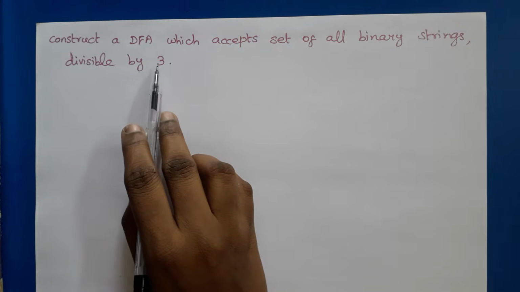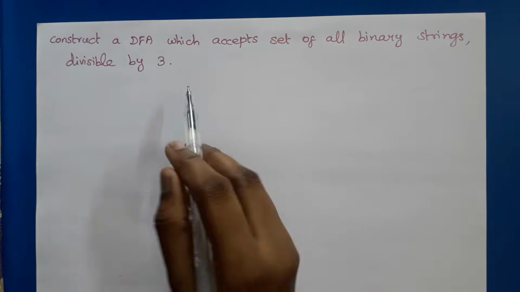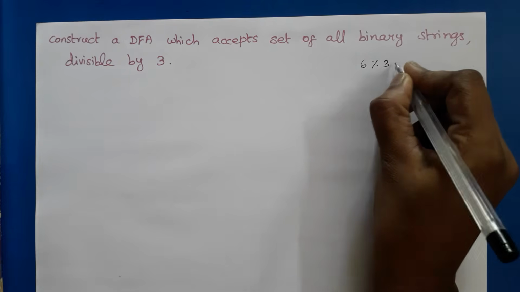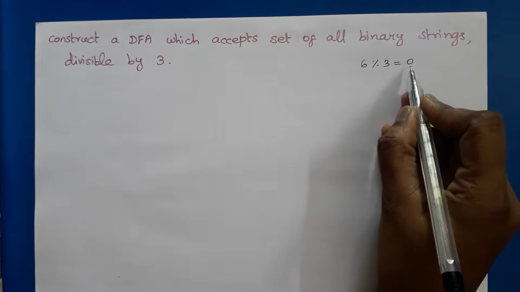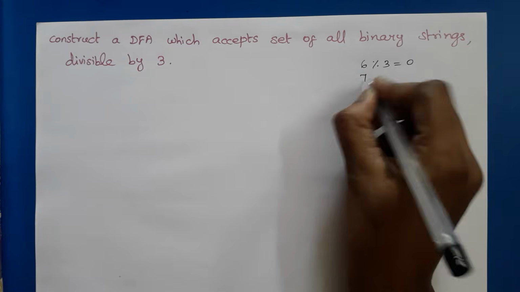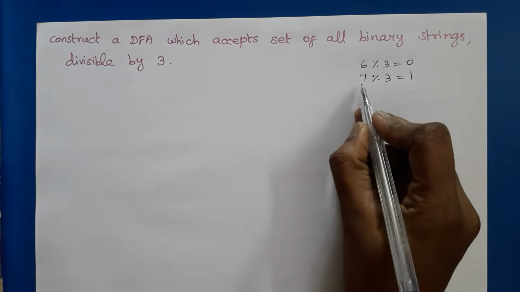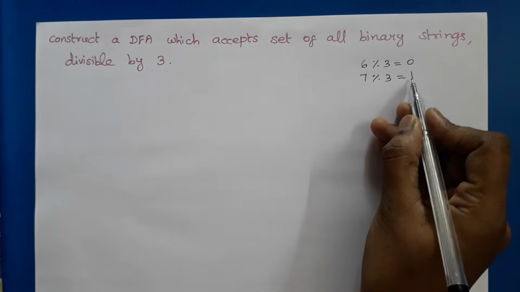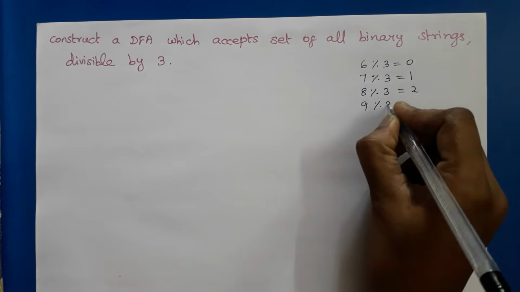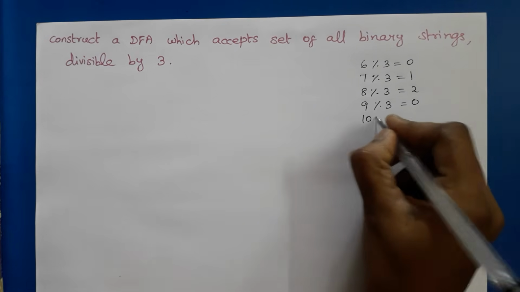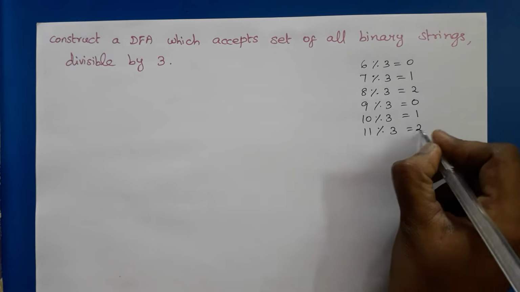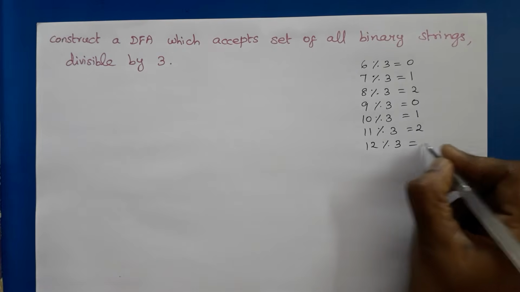So the divisor is 3. So we can always get the remainders from 0 to 2. For example, if we divide number 6 by 3, we will get remainder 0. To check the remainder, we can use a mod operation. So 6 mod 3 is 0. 7 mod 3 is 1. If we divide number 7 by 3, we will get the remainder 1. Similarly, 8 mod 3 is 2. 9 mod 3 is again 0. If we divide the next number by 3, we will get remainder 1. So 11 mod 3 is 2, 12 mod 3 is 0.